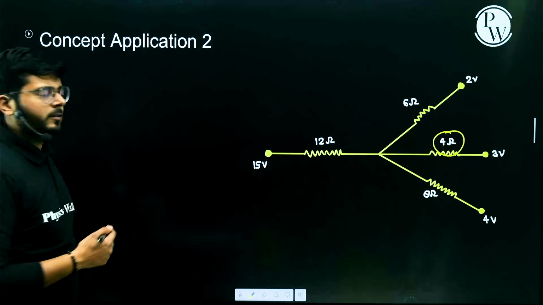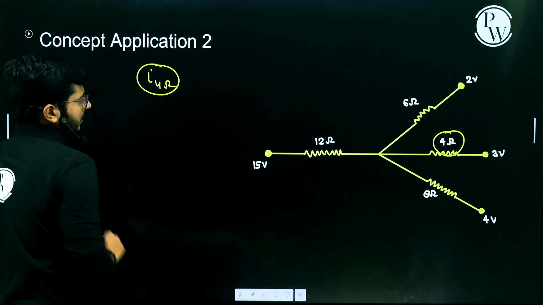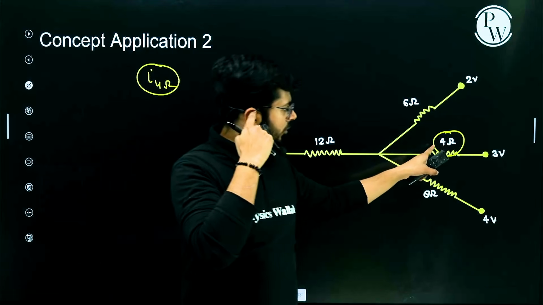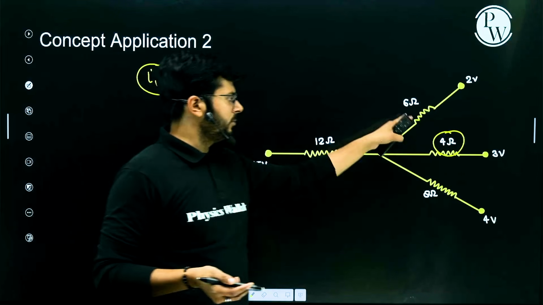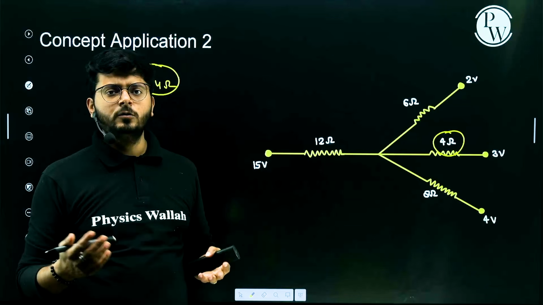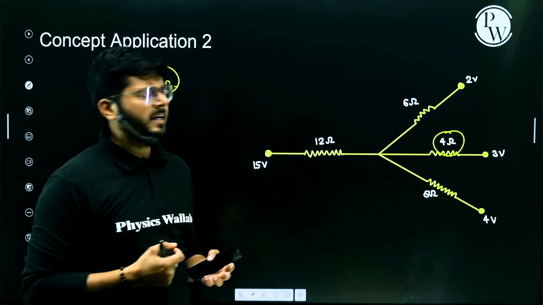Try to find out the current through this one. This is what we are trying to find out. How much current will flow through this arm? Again, we have the current distribution that will take place, and we have to find out the current through any particular arm. Very easily we can do that. How can we do that?